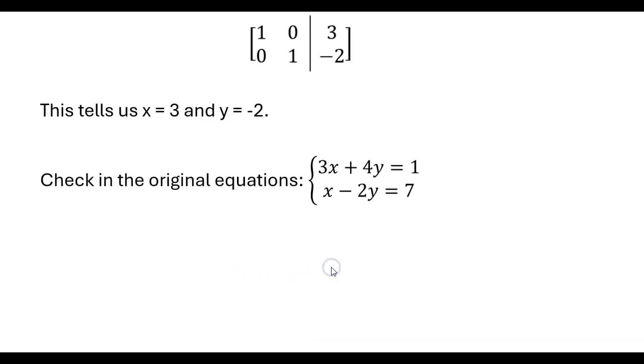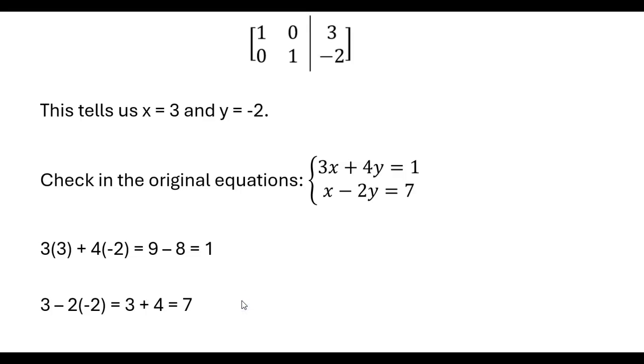If I go back to my original system of equations, I can substitute those values in to check our answers. So first, in row 1, I have 3 times x, which is 3, plus 4 times y, which is -2. That simplifies to 9 minus 8, which is 1. It's exactly what it should be. Second equation is 3 minus 2 times a -2, which simplifies to 3 plus 4, which is 7. Therefore, because both of those check out, we know our answer is correct, and (3, -2) is the solution to the system of equations.